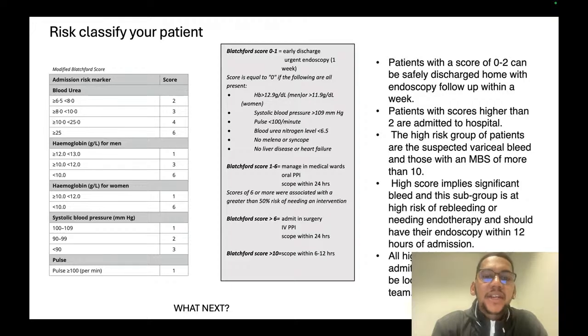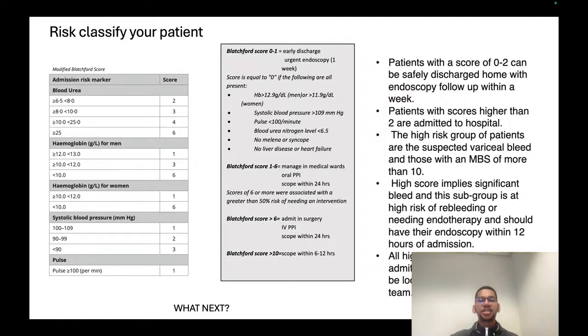A score is equal to 0 if the following are present. The hemoglobin is normal for men and women, more than 12.9 and 11.9 respectively. Systolic blood pressure of more than 109, so basically 110 or more. Pulse of less than 100, blood urea less than 6.5, no syncope, and no liver disease or heart failure.